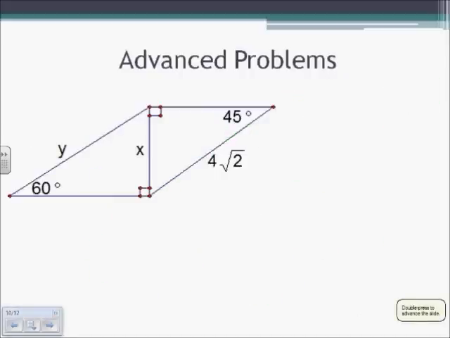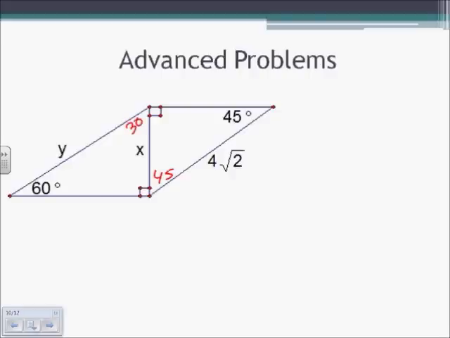Alright, next problem here. We need to solve for both x and y. And x and y are in a combination figure with both of our special right triangles. We know that this angle here is 45 degrees as well, giving us the 45, 45, 90. And if the 60 degree angle tells us anything about the left triangle, that is that this angle up top here is 30 degrees as well.